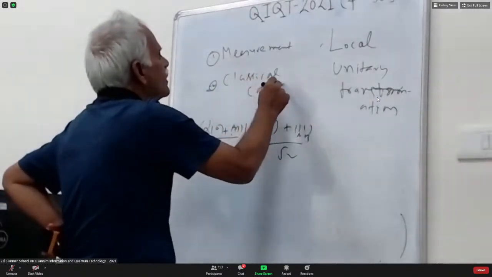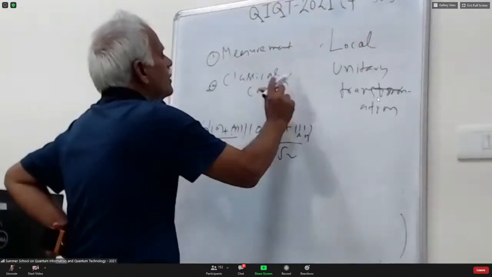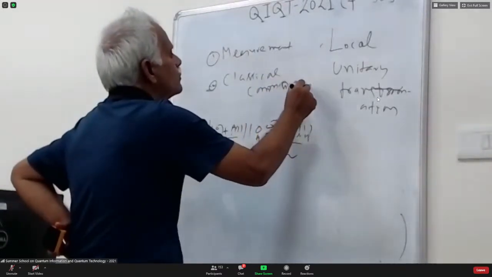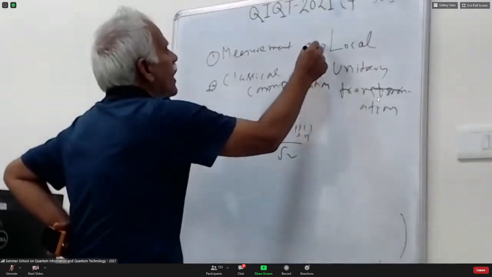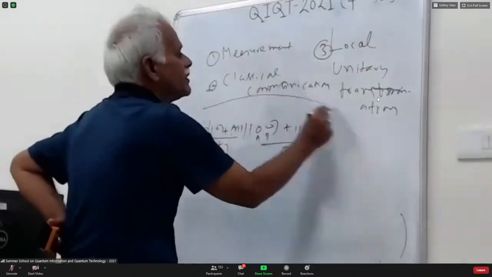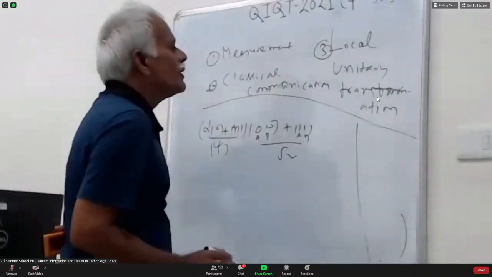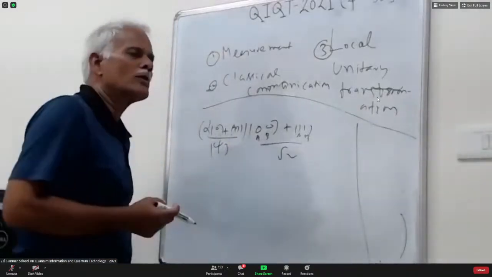We go through all the steps very carefully. Communication. And third will be local unitary transformation. These three steps. So this is a communication protocol.